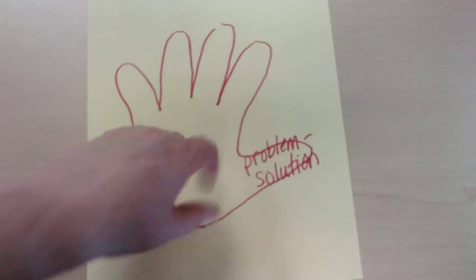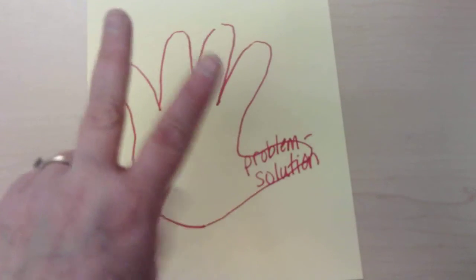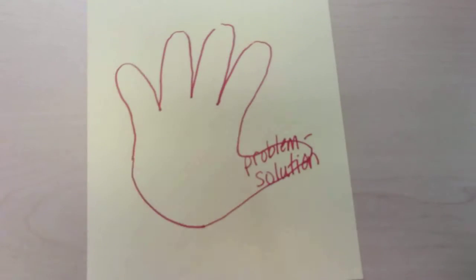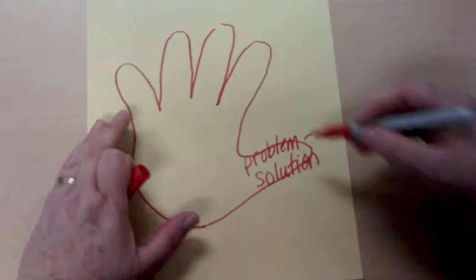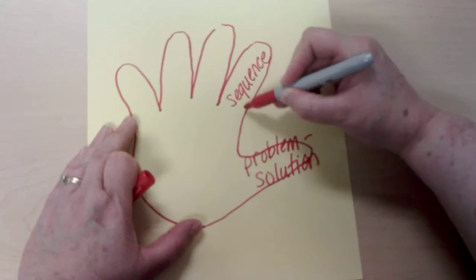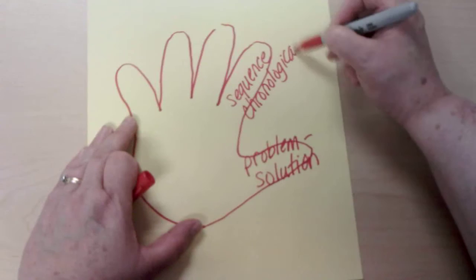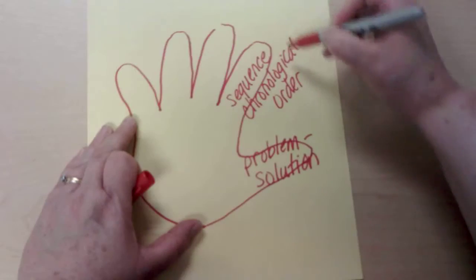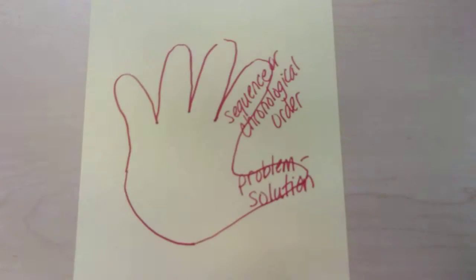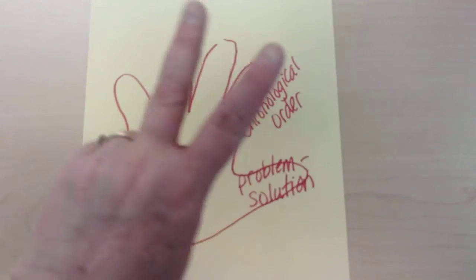Next we have our index finger. Now of course our index finger is great for pointing, but it's also what we use for counting. And so our index finger reminds us of the sequence text structure. Some people call this chronological order. Okay, so we got problem solution and we got chronological order.